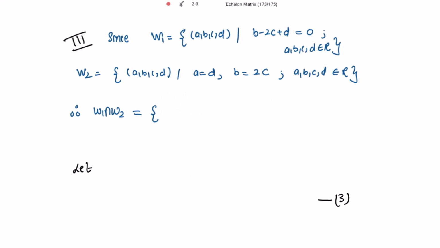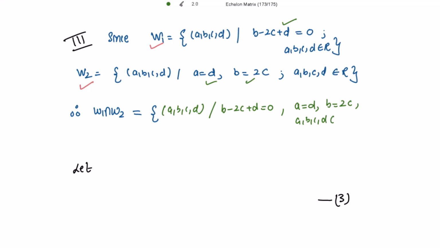Now we need to find out the dimension of the intersection of the subspaces. Since we have W1 and W2, these two subspaces, the intersection of the subspaces will be defined as all those vectors of the kind A, B, C, D such that B minus 2C plus D equal to 0, writing this condition and also these two conditions: A equal to D and B equal to 2C, where A, B, C, D belong to the set of real numbers, this is important to write. So let's write all these three equations.